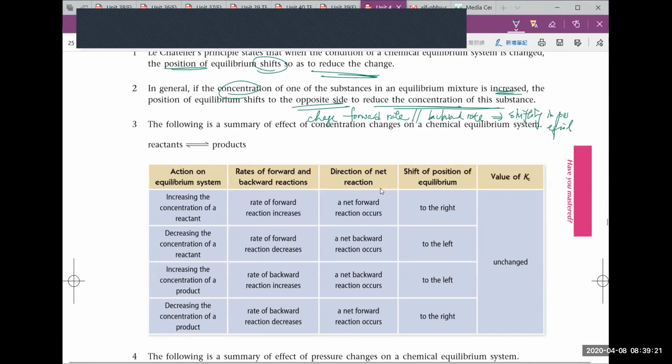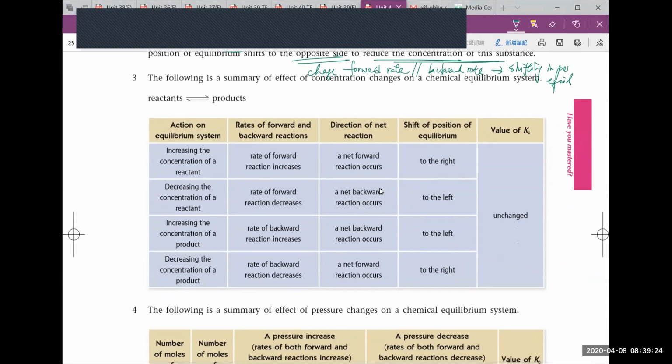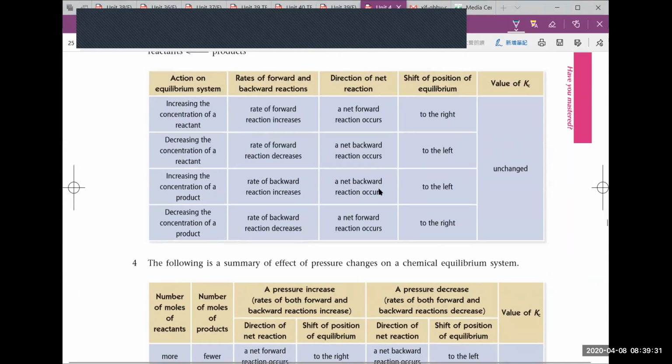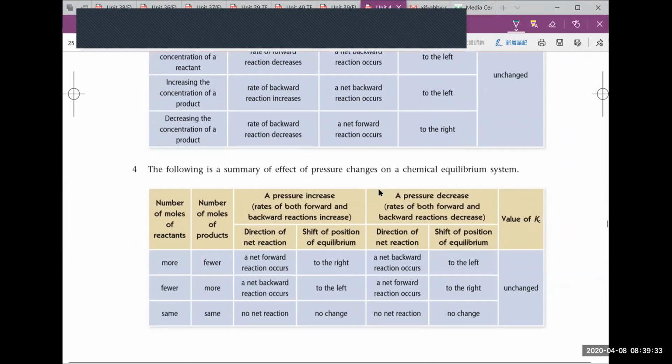Now, it's easy, right? How about pressure? Pressure is a little bit complicated. You need to consider the number of moles of reactant and the number of moles of product at either side, such that you can judge whether the equilibrium position will be shifted to the left or to the right, or even no change. So this is a little bit more complicated. Remember, for these cases, you are going to take a look at the equation.